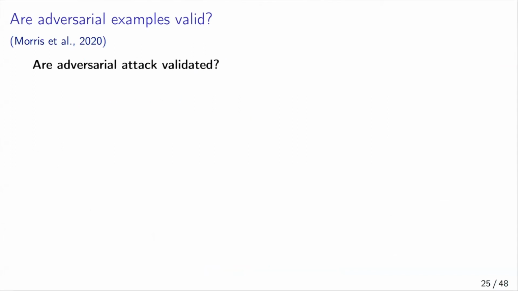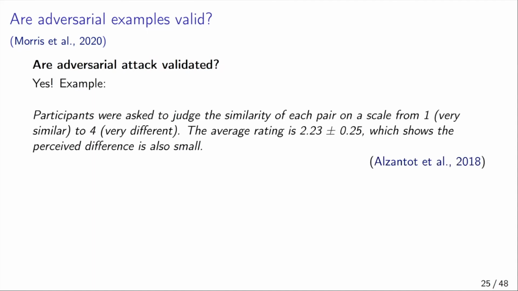One of the questions that the authors ask as well is whether these adversarial attacks are validated. The answer to this is generally yes. So an example would be here by this paper, which introduced the genetic attack that I talked about earlier, where it is written that participants were asked to judge the similarity of each pair on a scale from 1, very similar, to 4, very different. The average rating is 2.23, plus minus 0.25, which shows the perceived difference is also small.